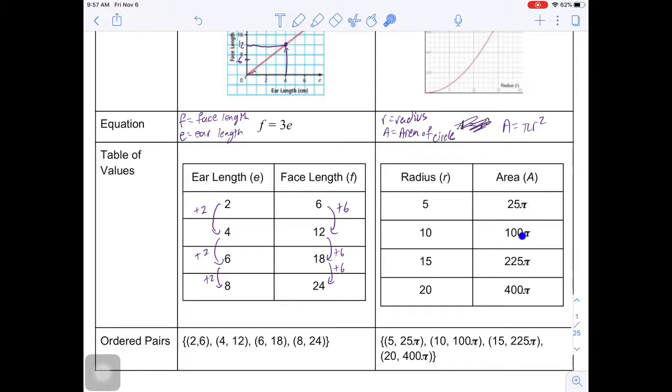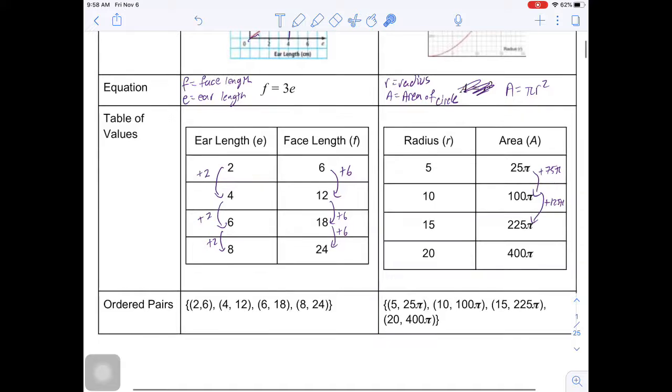To get from 25 to 100, you need to add, in this case, 75 pi. To get from here to here, you need to add even more. This would be 125 pi. So you can see we're not increasing by the same amount. As soon as one side is not increasing by the same amount, you are no longer dealing with a linear relation. And here's our ordered pairs.